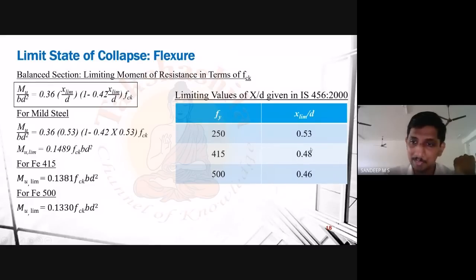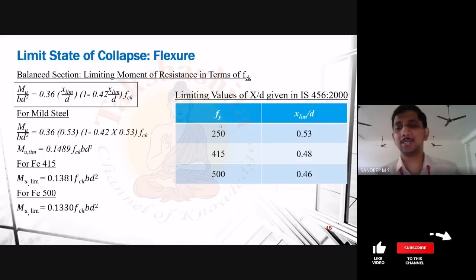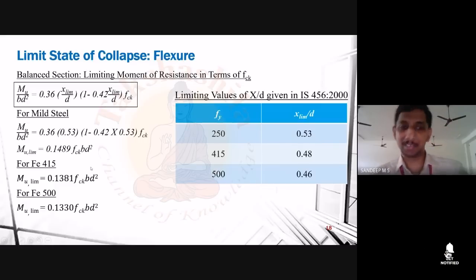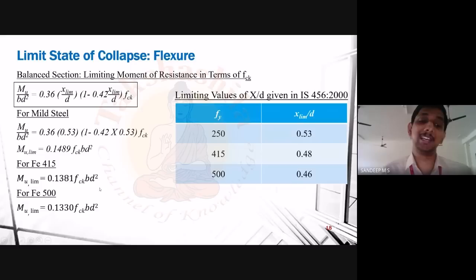For 415, I substitute 0.48 instead of Xu limit by D, and I will get an expression like this. For Fe 500 also I can form an expression like this. If you are interested, you can learn these expressions, but I don't suggest that, because we have these values, and once we finalize which type of steel, we can directly substitute in this relation and find the value. Or if you are good at learning things, you can memorize these relations so that you can do the problems speedily. That's all.